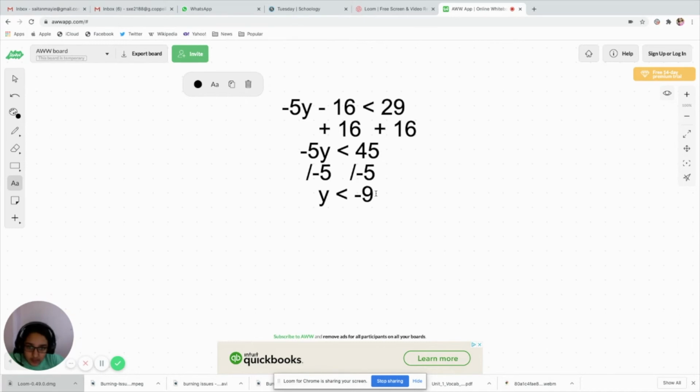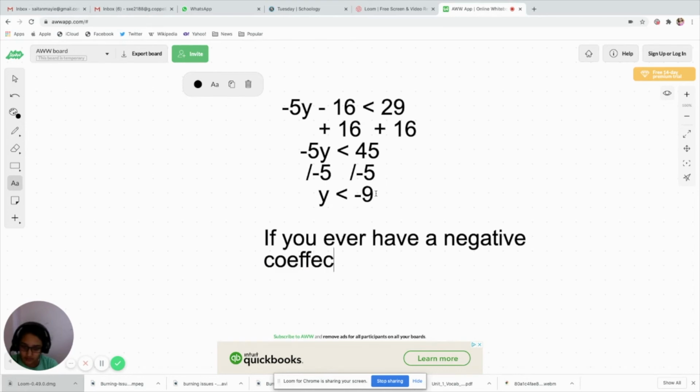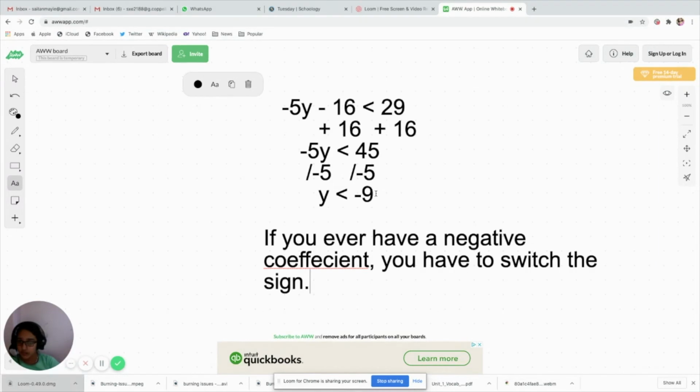Now, let me tell you one thing, and let me write this down for you. If you ever have a negative coefficient, you have to switch the sign. We have this negative coefficient in the situation, so you have to switch the sign. Here it's a less than sign. You have to switch it to a greater than sign.